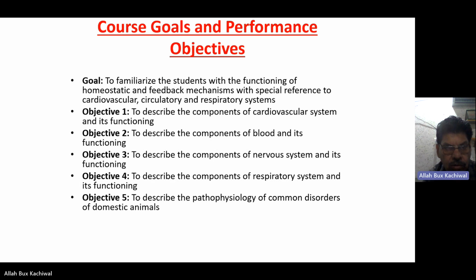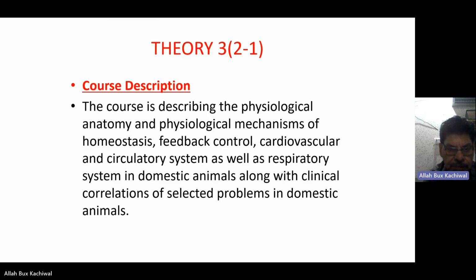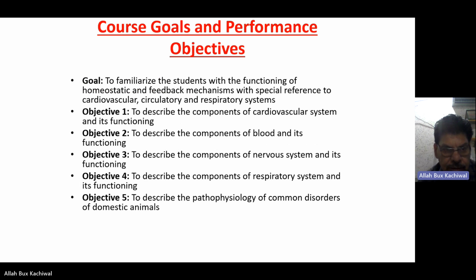The course goals and performance objectives: the goal is to familiarize the students with the functioning of homeostatic and feedback mechanisms, with special reference to the cardiovascular, circulatory, and respiratory systems.